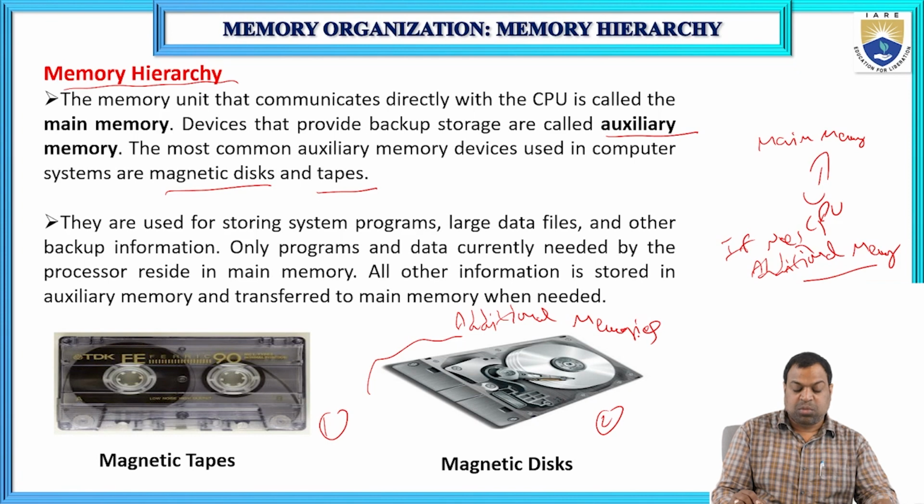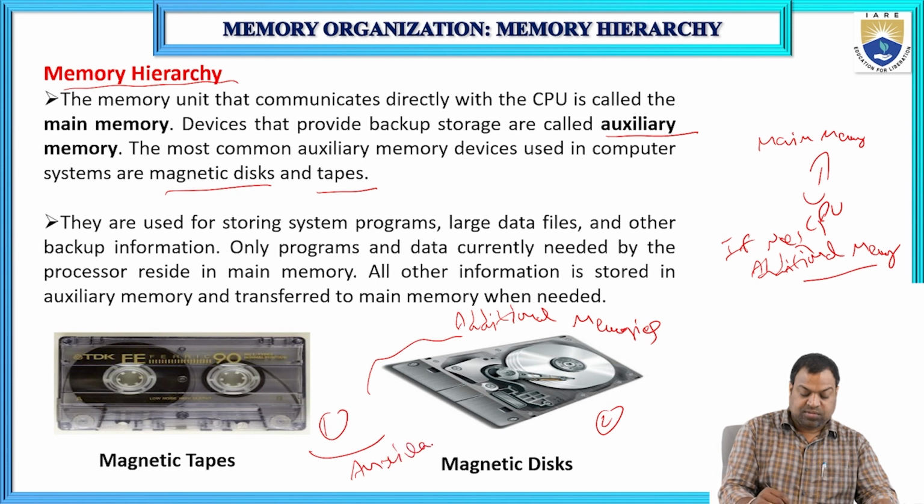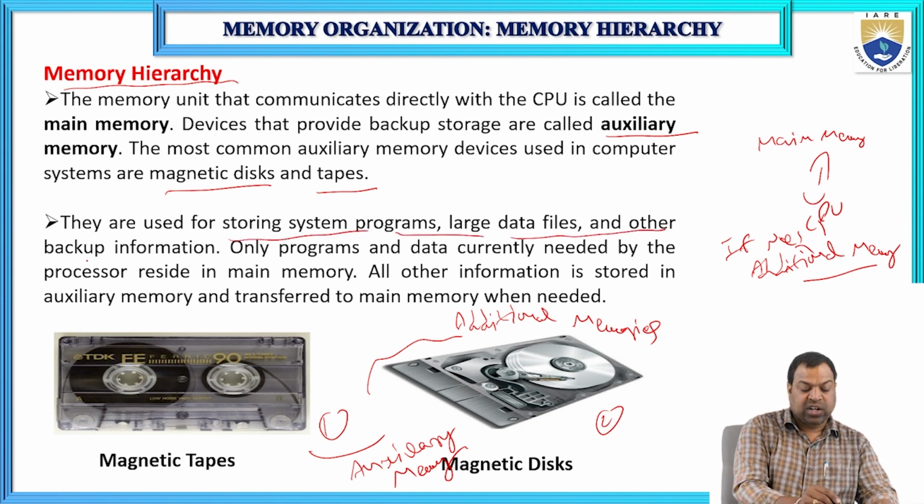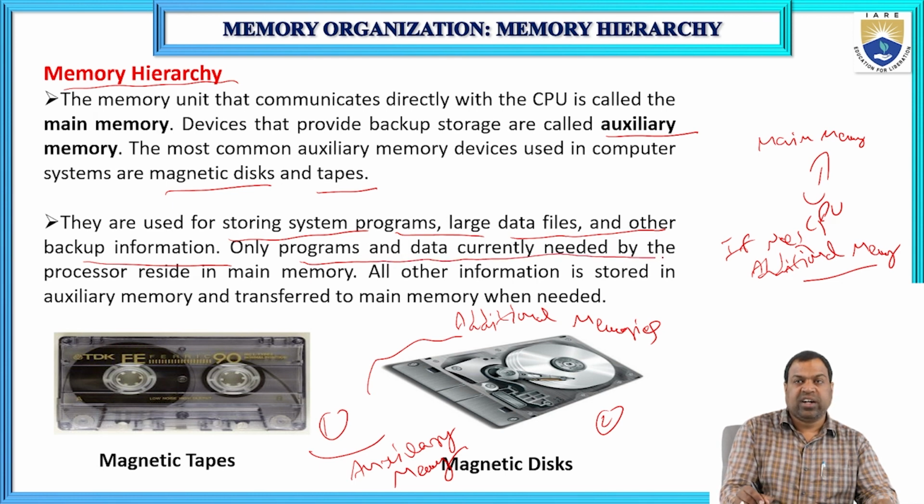Or the additional memories are connected to the CPU. So these are also called auxiliary memory. Auxiliary memory stores programs, large data files, and other backup information. Only programs and data currently needed by the processor reside in the main memory. All the other information is stored in auxiliary memory and transferred to the main memory when needed.